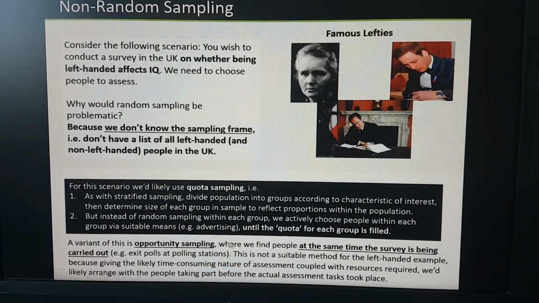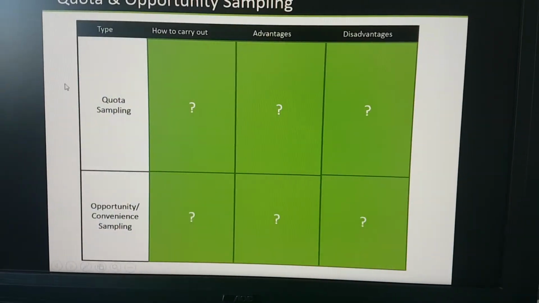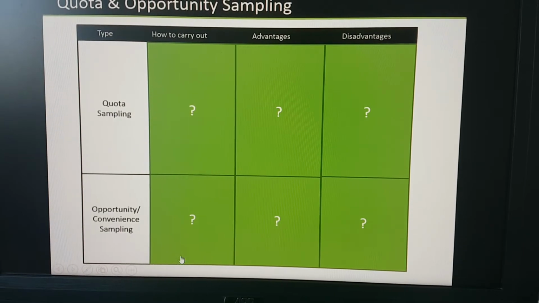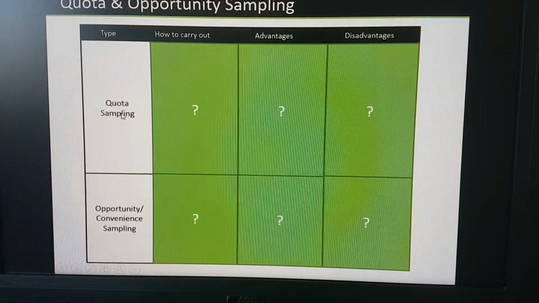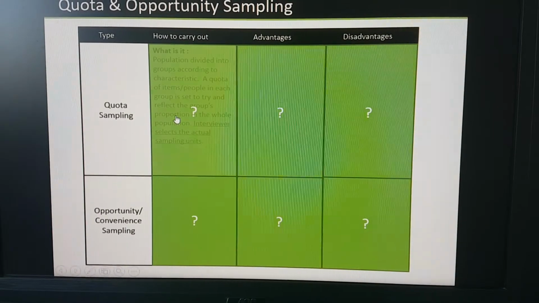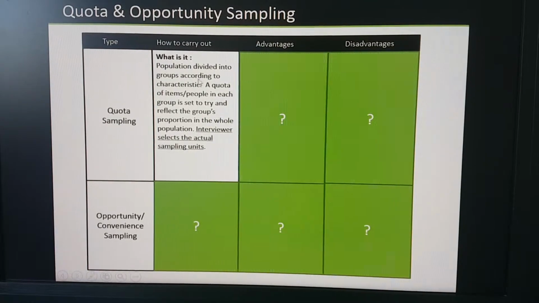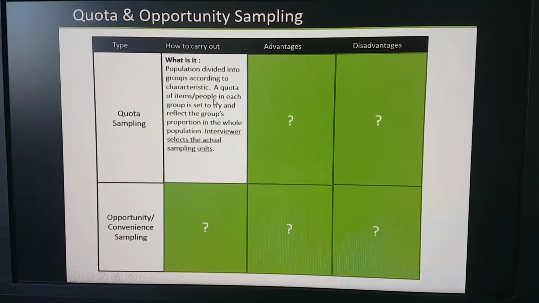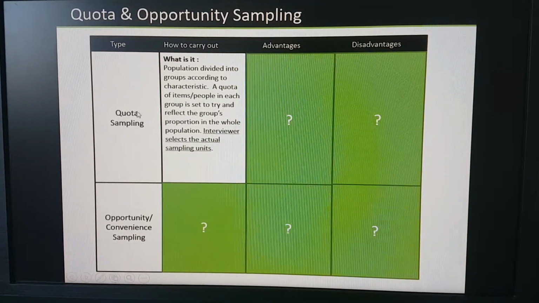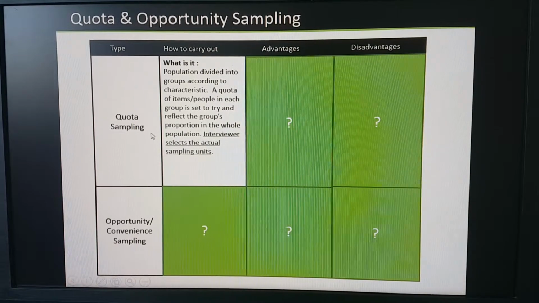A variant of this is opportunity sampling. You can read that. So now we need to know how it is carried out and the advantages and disadvantages. The quota sampling, we said, is similar to stratified. The population is divided into groups according to characteristics. A quota of the number of people in each group is set to try and reflect the group's proportion in the whole population.